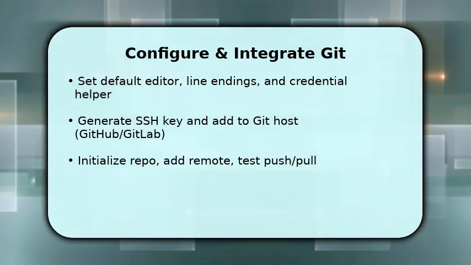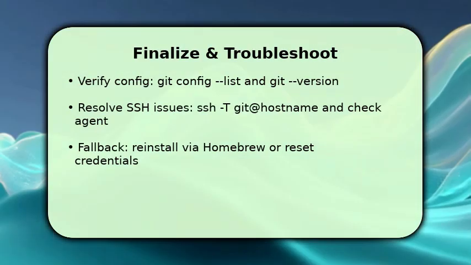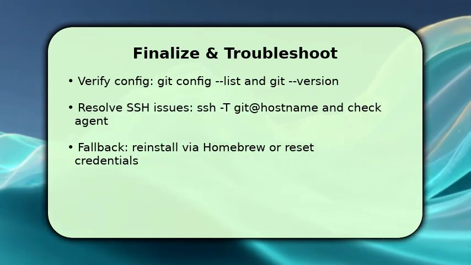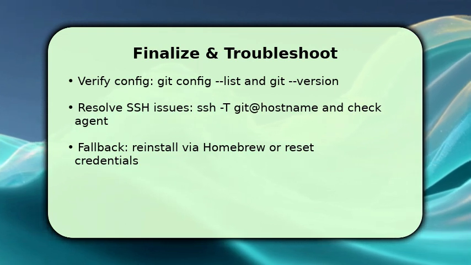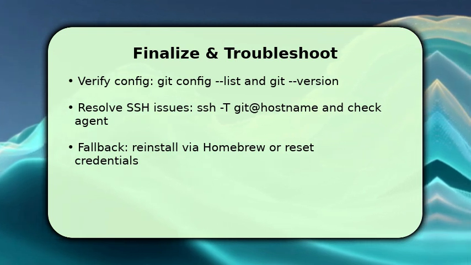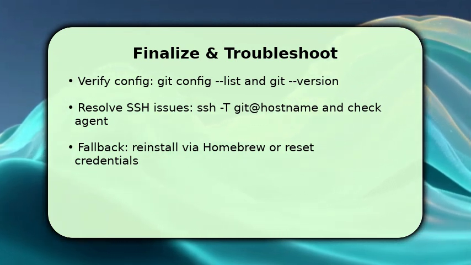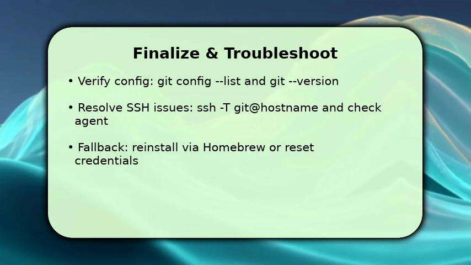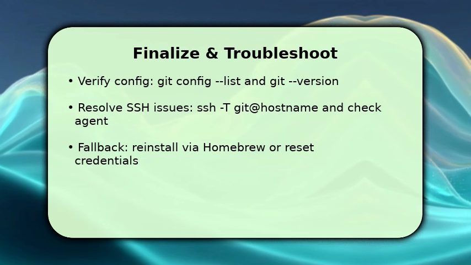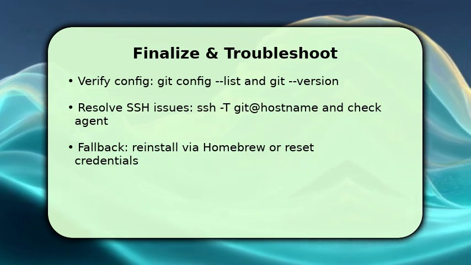Finish by verifying everything. git --version and git config --list to confirm settings. Test authentication with ssh -T git@github.com or your host. If it fails, ensure the SSH agent is running and the correct key is loaded with ssh-add. If pushes are rejected or credentials act up, clear stored credentials in Keychain Access or reinstall Git via Homebrew to get a clean state.